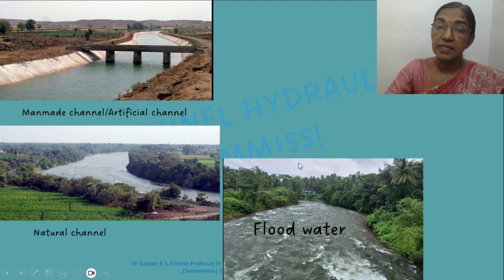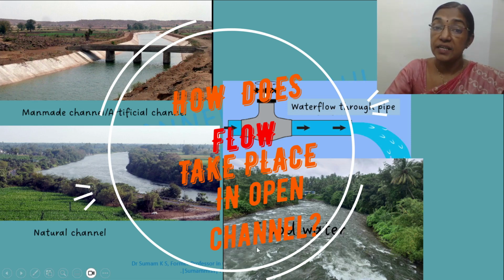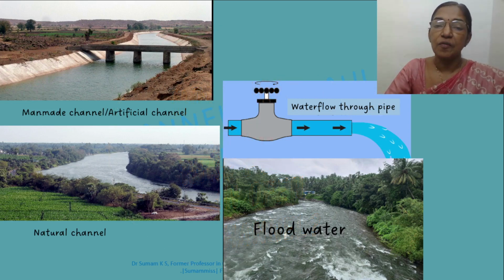So we have learned previously that in pipes, the flow is under pressure and the flow is taking place in the direction of decreasing pressure. That means the flow is taking place from high pressure to low pressure, or it is due to the pressure difference. But in open channel, every section is subjected to the same pressure. Then, in open channel, the flow is driven naturally by gravity.